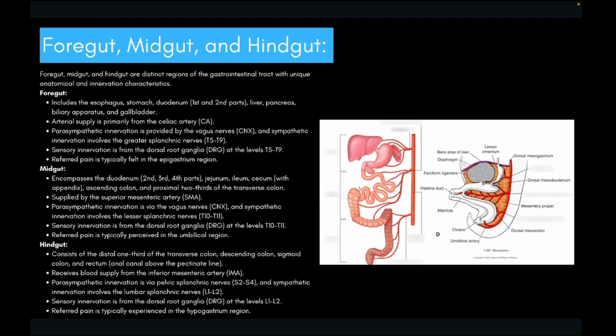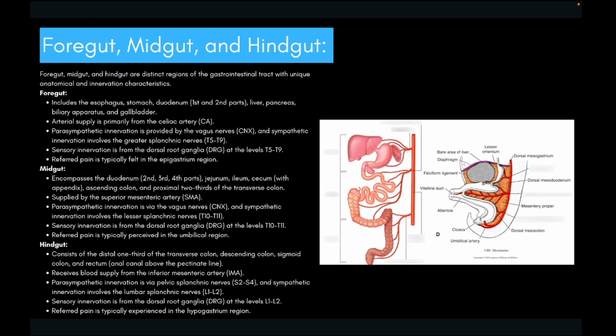Next, we are going to talk about the foregut, midgut, and hindgut. The foregut, midgut, and hindgut are distinct regions of the gastrointestinal tract with unique anatomical and innervation characteristics. The foregut includes the esophagus, stomach, duodenum, first and second parts, liver, pancreas, biliary apparatus, and gallbladder. Arterial supply is primarily from the celiac artery. Parasympathetic innervation is provided by the vagus nerves, cranial nerve 10, and sympathetic innervation involves the greater splanchnic nerves, T5 to T9. Sensory innervation is from the dorsal root ganglia at the levels T5 to T9. Referred pain is typically felt in the epigastrium region.